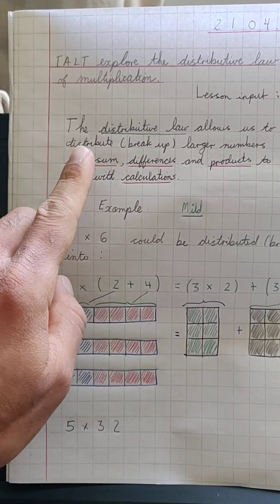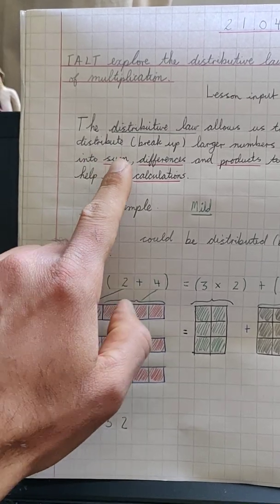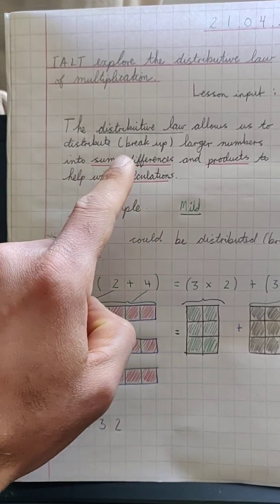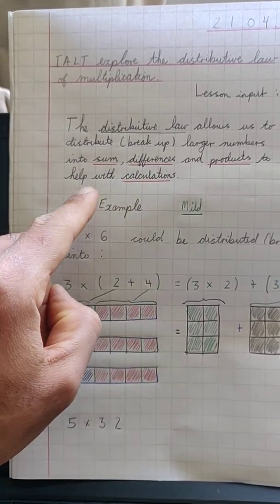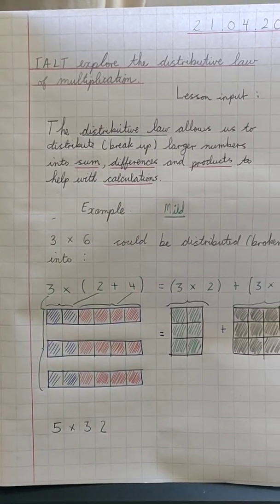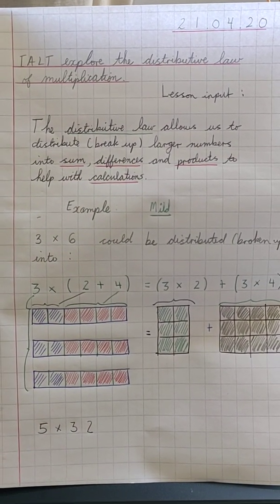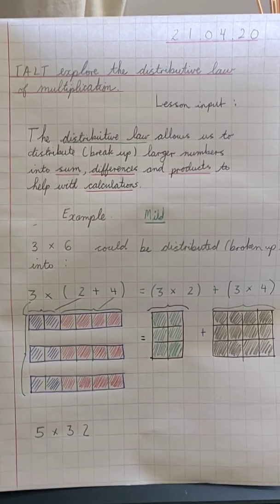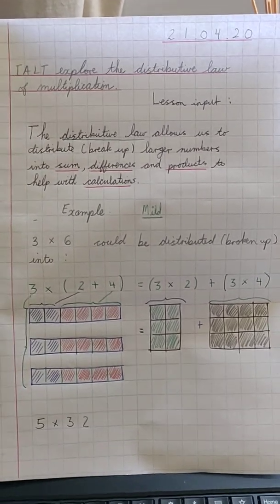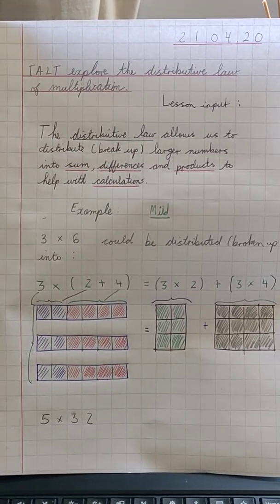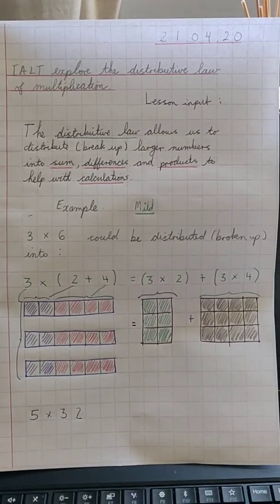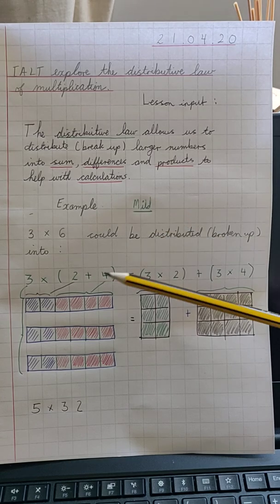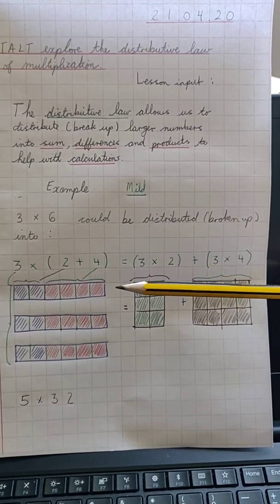So the distributive law allows us to distribute, or to break up, just to break apart, large numbers into sums, differences, and products to help with calculations. Now, some of you may be saying, what is that all about, Mr. Martinez? Well, let me just show you an example of what it means. Or just one way we can represent the distributive property or law, to break up large numbers to make our calculations easier. Okay, and we do it when we multiply.